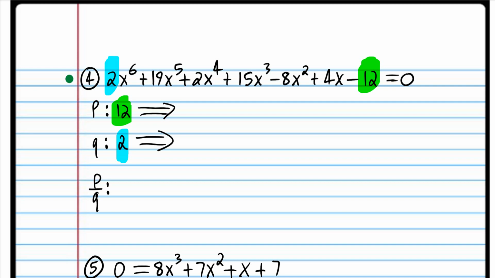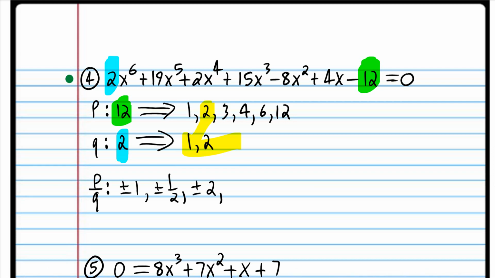All right, we're back. So the factors of 12 are 1, 2, 3, 4, 6, and 12. And the factors of 2 are 1 and 2. So now we're going to divide 1 by these numbers. 1 divided by 1 is 1. 1 divided by 2 is 1/2. And we're going to divide 2 by the bottom numbers. 2 divided by 1 is 2. And 2 divided by 2 is 1, but we already have that on the list, so we don't have to worry about that.